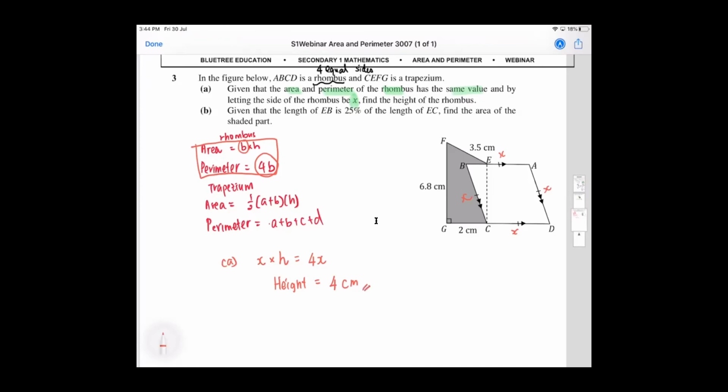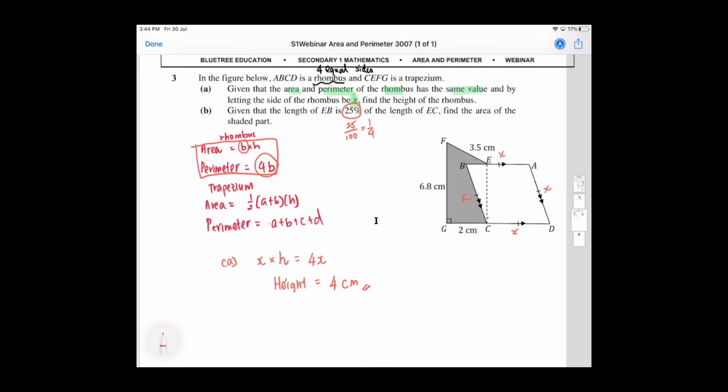Okay, part B. Given that the length EB is 25%, 25% means 25 out of 100. We convert it into a fraction, which is a quarter, reduced to the simplest form. It'll be helpful to convert into a fraction instead of leaving it as 25%. So EB is a quarter of EC.